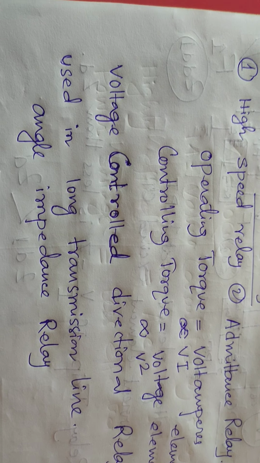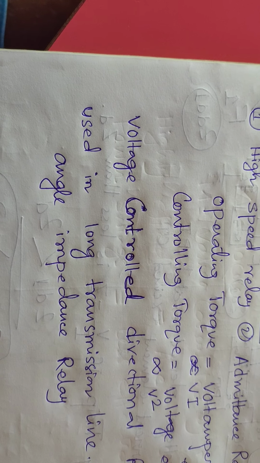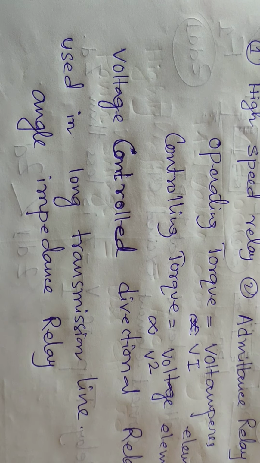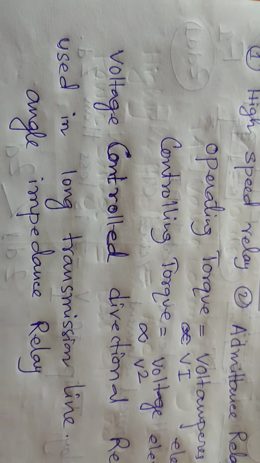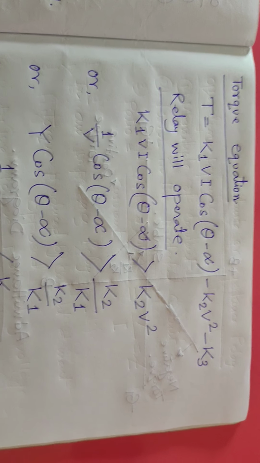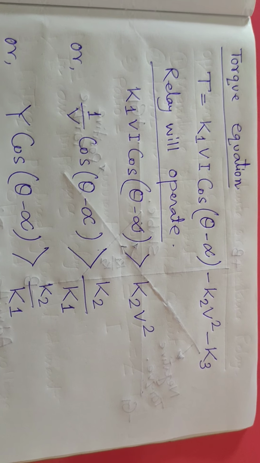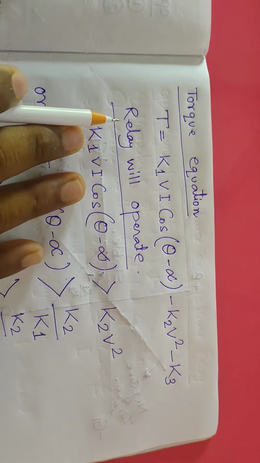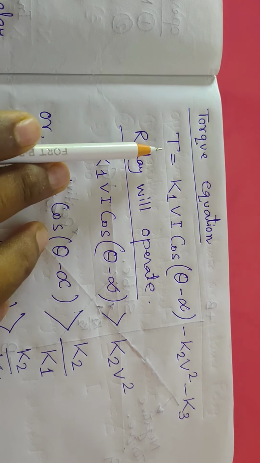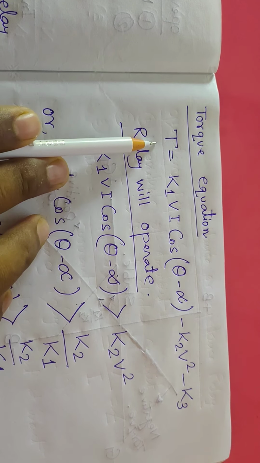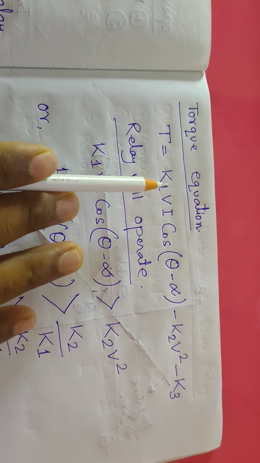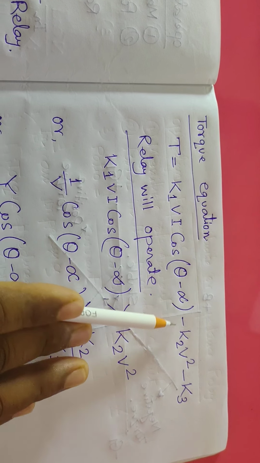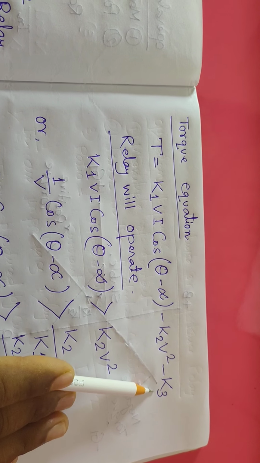I will discuss with the help of the RX diagram how the angle is changing from the smaller value to the larger value or from the larger value to the smaller value. To understand better, the torque equation is very important here. So let's discuss the torque equation. What is the total torque? The total torque is K1 V1 I cos (delta minus alpha) minus K2 V square minus K3.